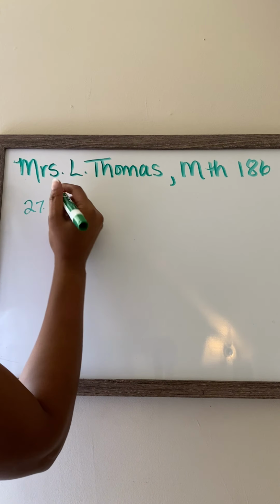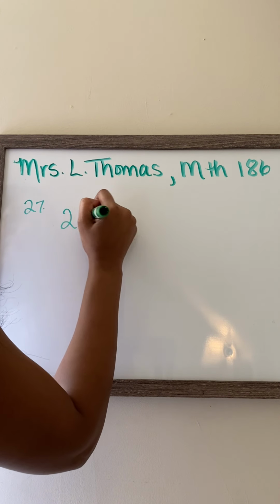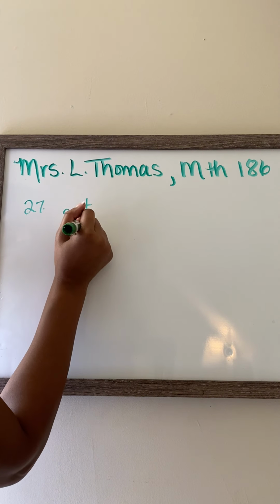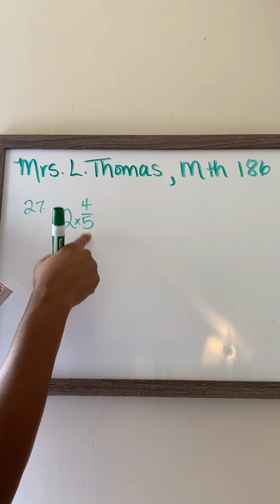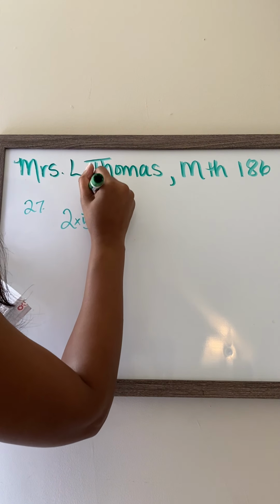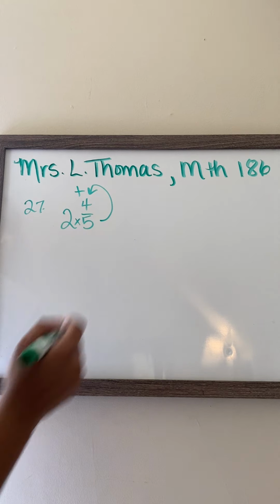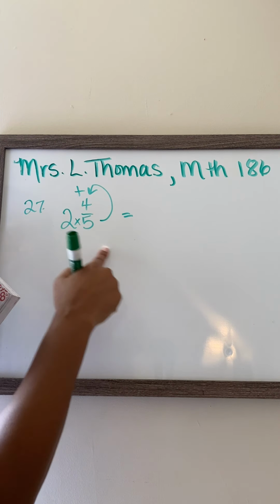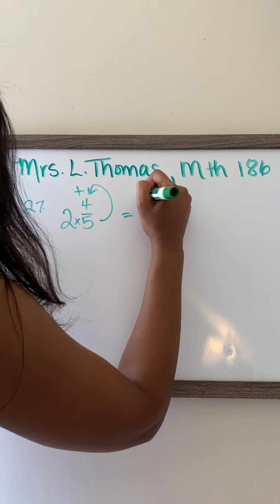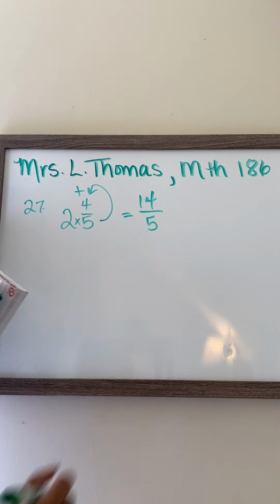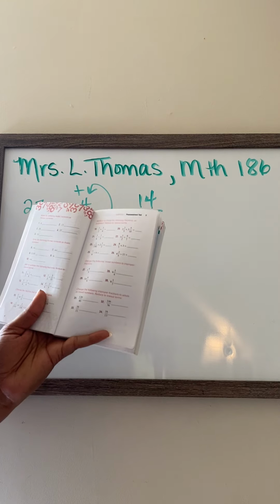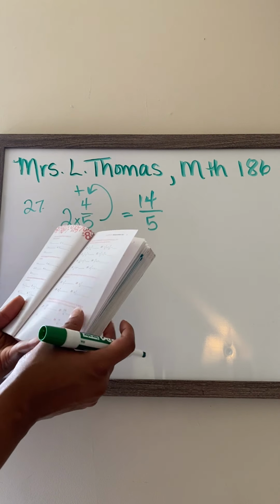Okay, for 27, if you have 2 and 4/5, and you're asked to change it to improper, you multiply the whole number and the denominator. Then you add whatever you have on top. So this is really easy. 2 times 5 is 10. 10 plus 4 is 14. And you leave your denominator alone. Okay. 2 and 4/5 is the original problem in the book. Multiply and then add the top.